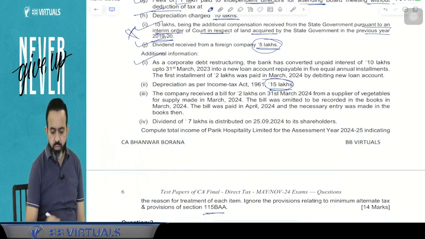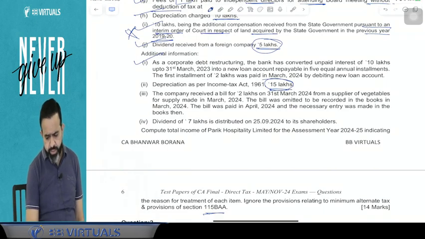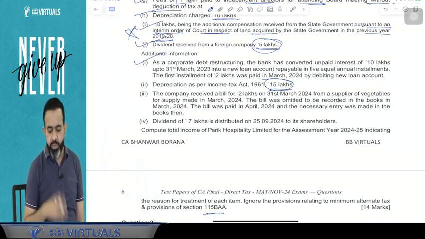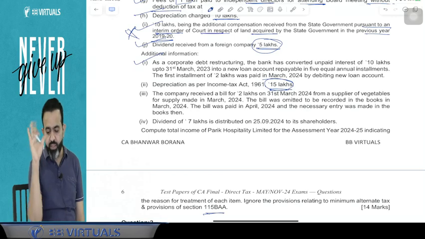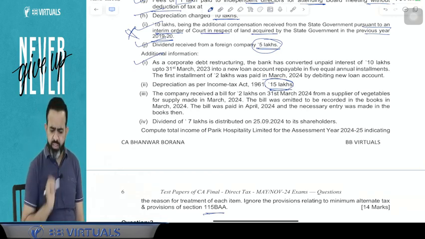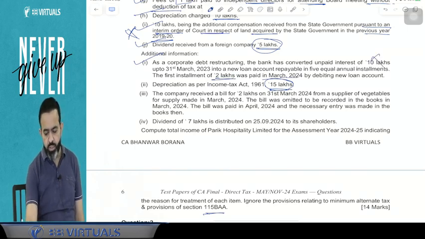Now next part. As a corporate debt restructuring, the bank has converted unpaid interest of 10 lakh into a new loan account payable in 5 equal installments. The first installment of 2 lakh was paid in the current year by debiting the new loan account. So guys, only one installment is paid, and that is also by debiting the new loan account. So only one installment is going to be allowed in the current year. Only 2 lakh you can claim as deduction in the current year, not this 10 lakh.